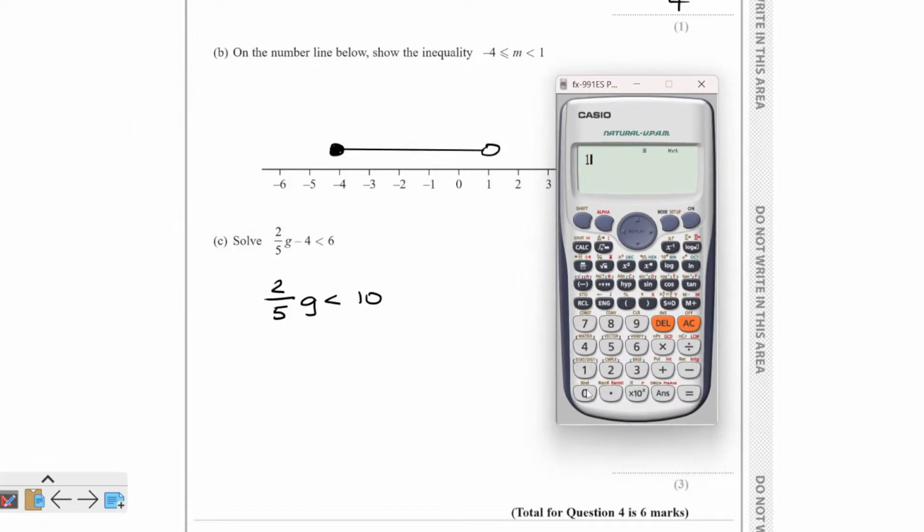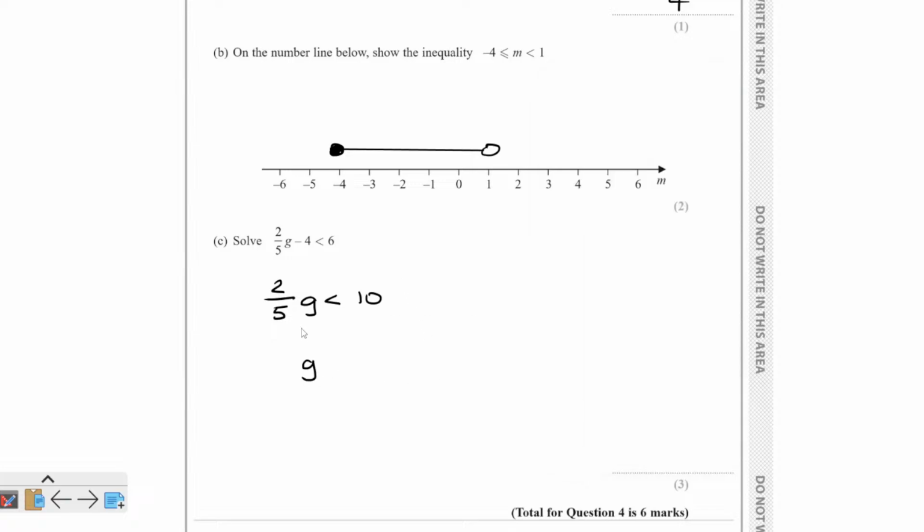So we're going to do 10 divided by that fraction, because the fraction is currently multiplied by g, isn't it? So to move it, I need to divide, which is the opposite. And it gives me 25. So g is less than 25. Okay, just copy literally the same symbol.